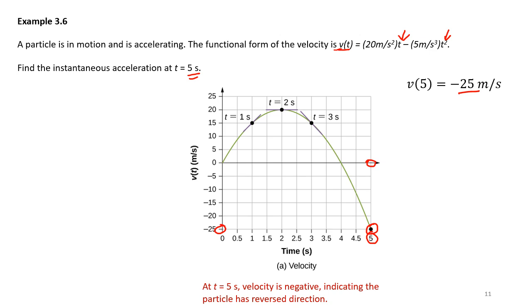So if you analyze this graph, this green line is basically the plot of this function Vt. So if you put t is equal to 0, you get this point. T is equal to 1, this one. T is equal to 2 here. T is equal to 3, like that. At t is equal to 4, you can see velocity becomes 0.